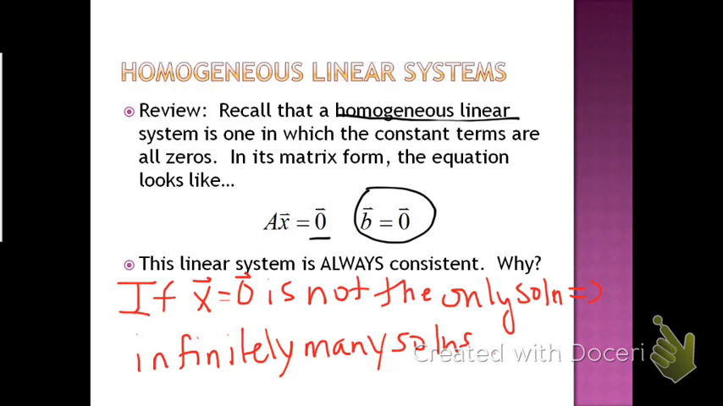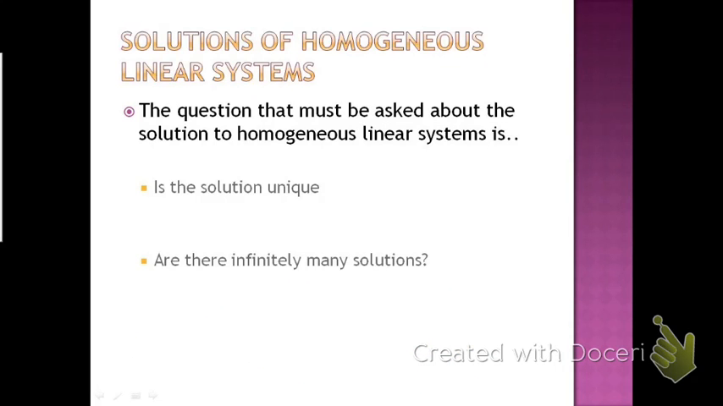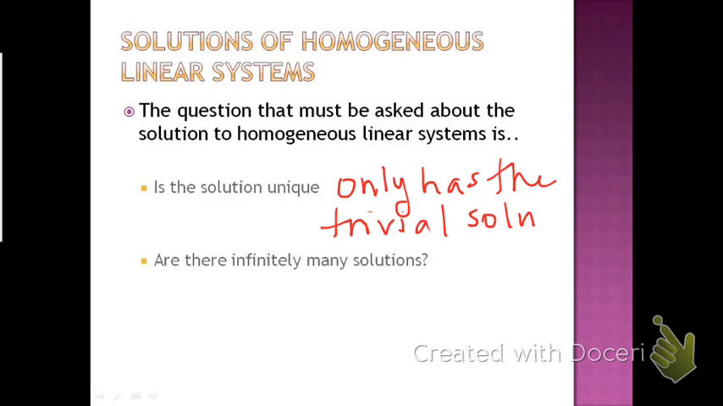If the zero vector is not the only solution to the system, then the homogeneous linear system has infinitely many solutions. We call this the non-trivial solution. So when looking at the solution to a homogeneous linear system, we want to know one of these two questions. Is the solution unique, which means we only have the trivial solution? Or are there infinitely many solutions, which means that we have a non-trivial solution?